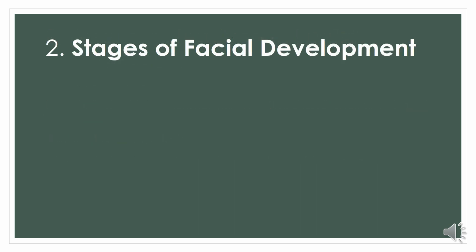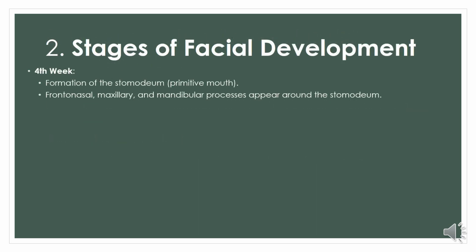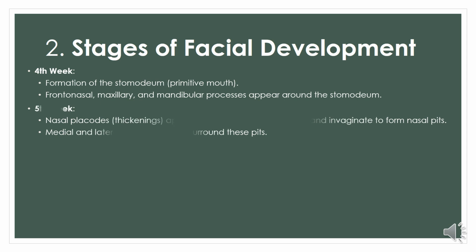About the stages of facial development. In the 4th week, formation of the stomodium begins, which is also called the primitive mouth, and frontonasal, maxillary and mandibular processes appear around the stomodium. In the 5th week, nasal placode cords appear on the frontonasal process and invaginate to form nasal pits. Medial and lateral nasal processes surround these pits.